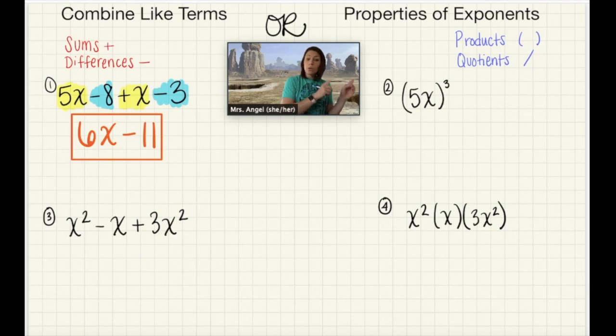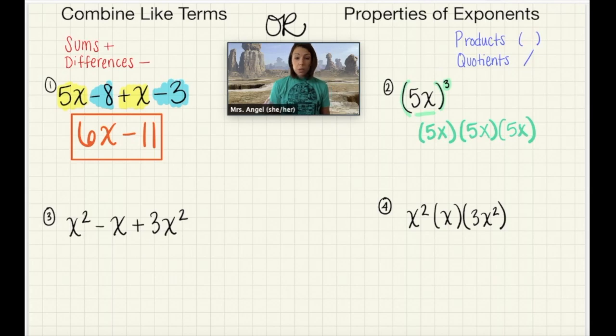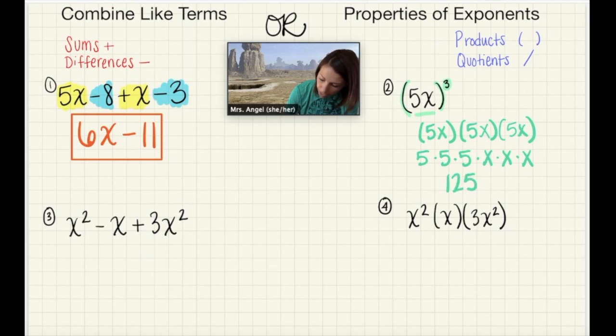Let's hop over to our second expression, properties of exponents. Here we expand and simplify. So I have 5x, and notice that the entire 5x is inside of parentheses. That means this entire 5x will be multiplied by itself 3 times. So let's expand. That would be 5x times 5x times 5x, which is really 5 times 5 times 5 times x times x times x. Well, 5 times 5 is 25, times 5 again is 125, and 3 x's mean x to the power of 3.